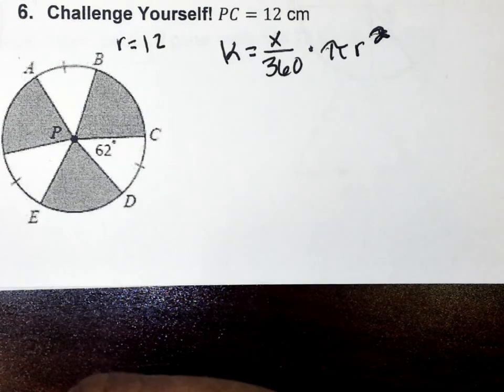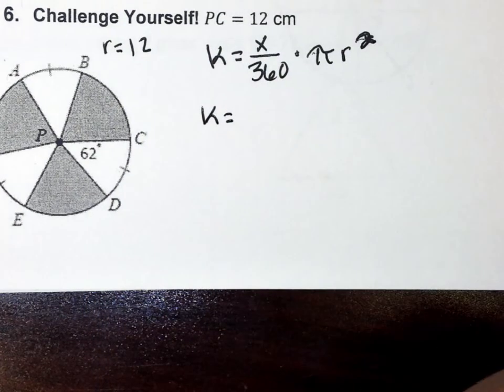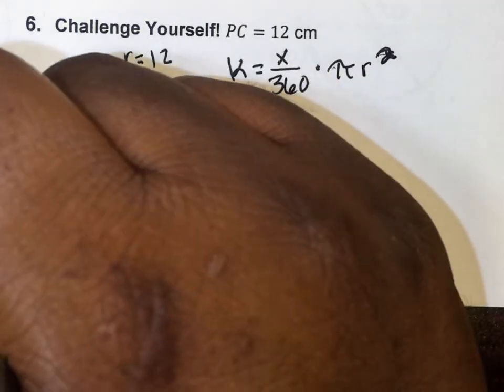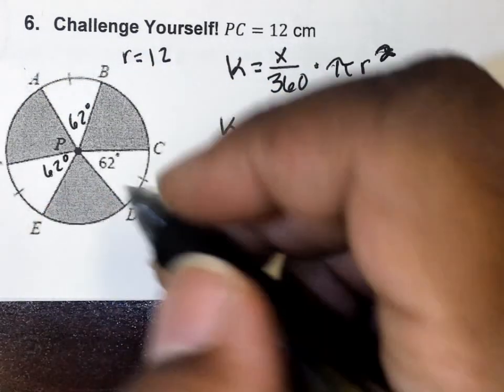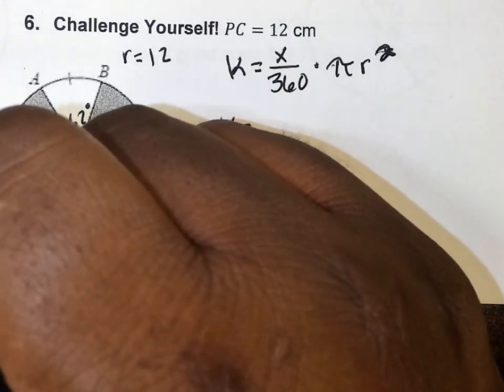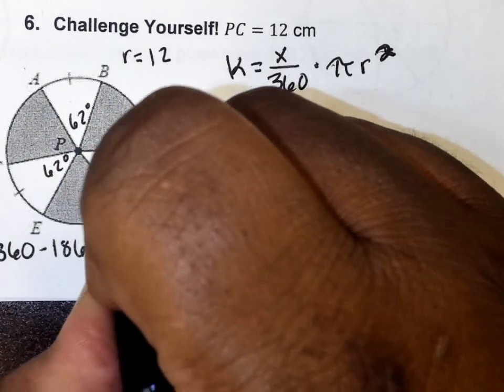Alright. You're saying 186, but that's wrong. Vincent, how did you find your angle for your shaded region? 62 times 3 minus 360. Good. So he said 62 times 3, which is true because all these are 62 degrees. That's going to give you 186, but the key part is that that's my non-shaded region. I need my shaded area. So like Vincent said, once you get 62 times 3, you need to subtract that from 360. So 360 minus 186 is 174.